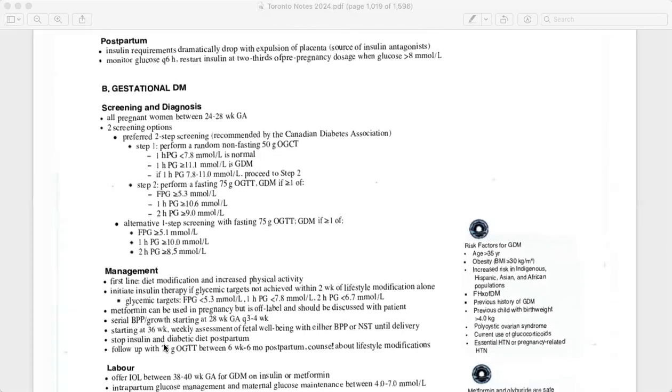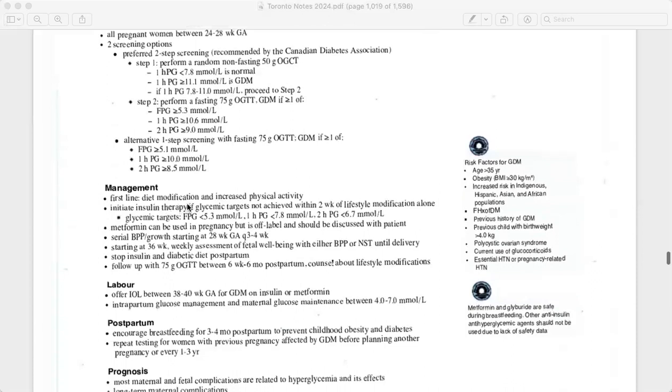Just remember this one. Management: first line is diet management and increased physical activity. Initiate insulin therapy. Metformin can be used in pregnancy.